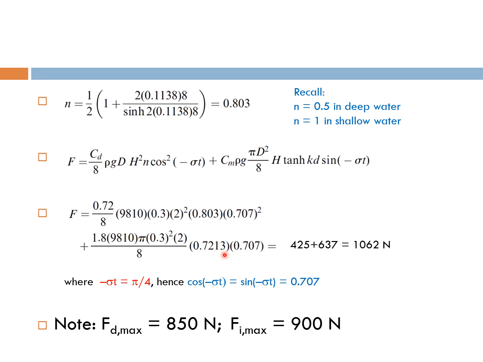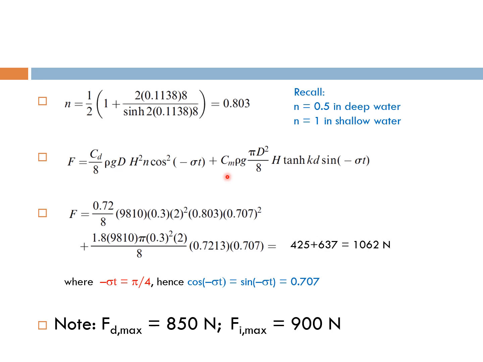Actually, we can also try to find out what is the maximum drag force and the maximum inertial force. We can do that by solving these two expressions separately. For the drag force expression, we know that it will be maximum when the cosine term equals 1. So essentially this part will give us the maximum drag force, which is 850 Newton.